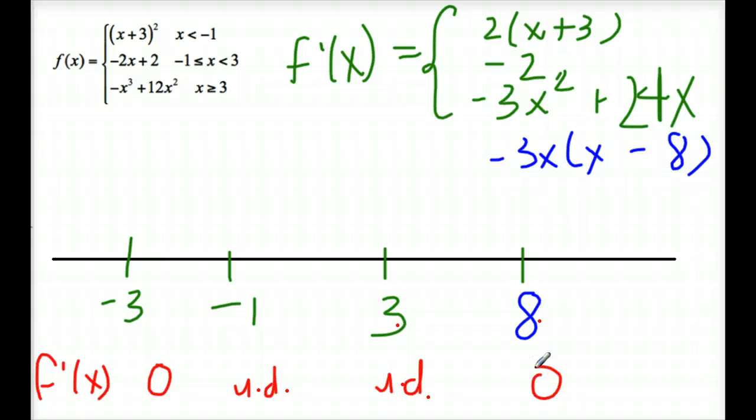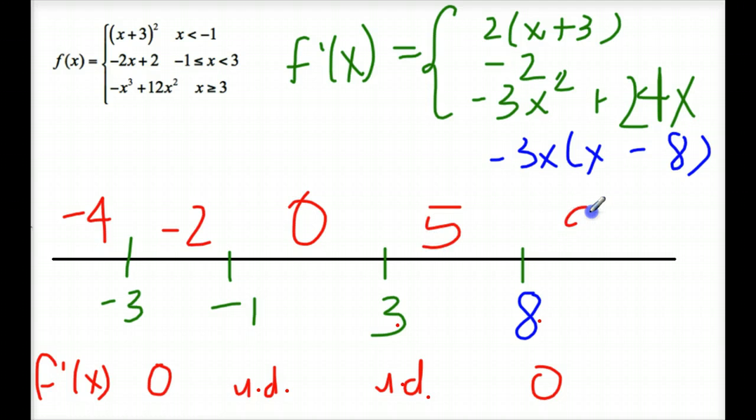So what we're going to do now is make sure we pick the right test points. So I'm going to pick -4, -2, 0, 5, and 9. Okay? So if I take a look at these different problems, -4 is less than -1. So I'm going to need to use that first derivative. And if I plug in a -4, that's going to give me a negative answer. So everything here is negative, right?